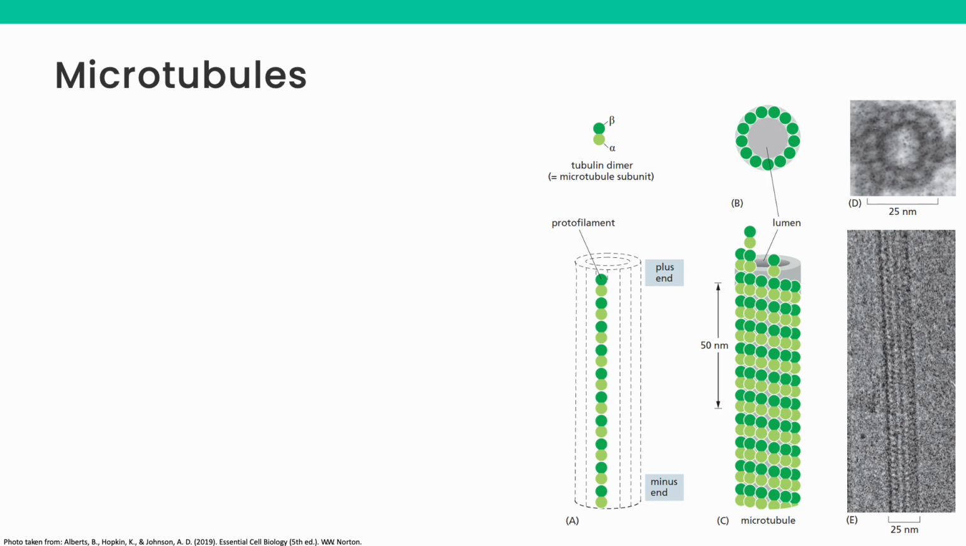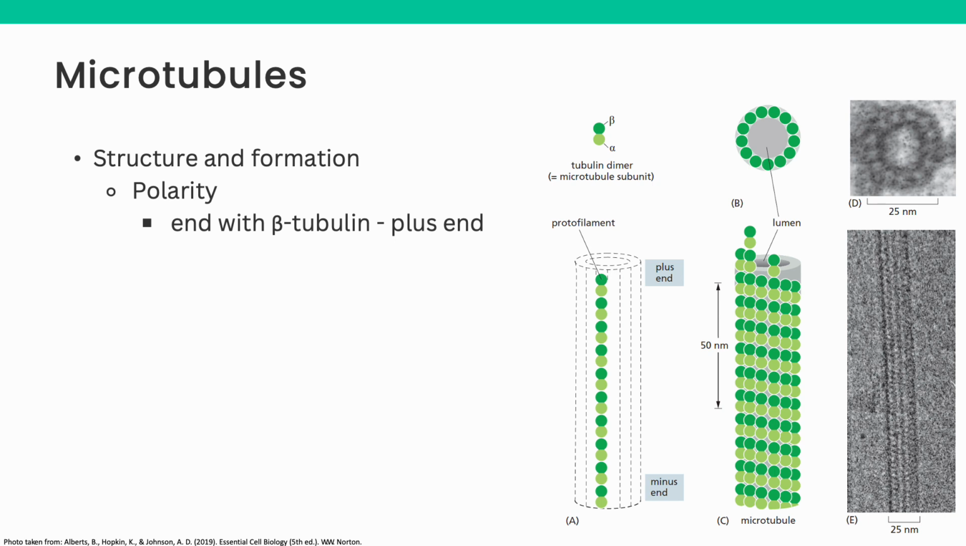Now, unlike the intermediate filaments that contain uniform ends, our microtubules have what we call polarity. This means that both ends are different for our microtubules. One end ends with the beta tubulin, and this is what we call the plus end, and the other end ends with the alpha tubulin, which we call the minus end.